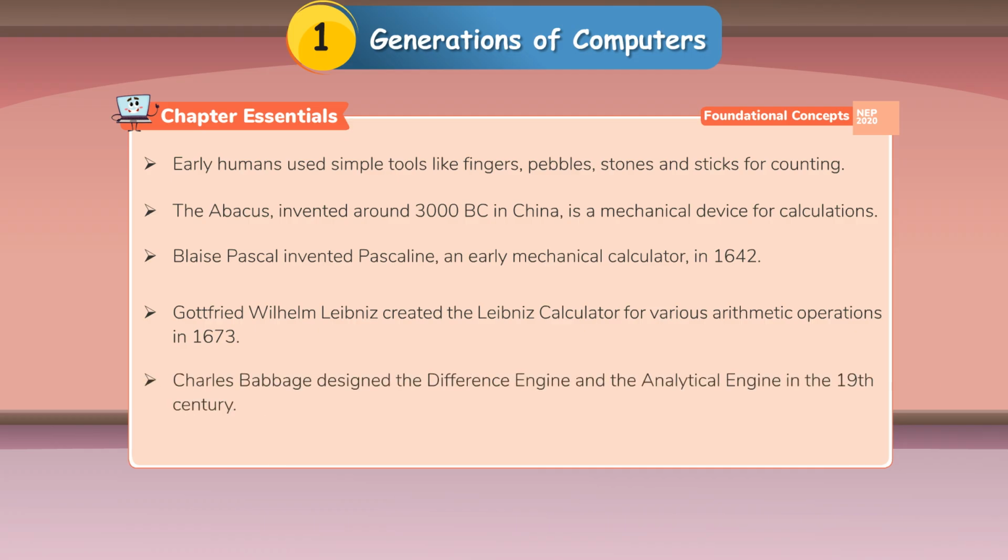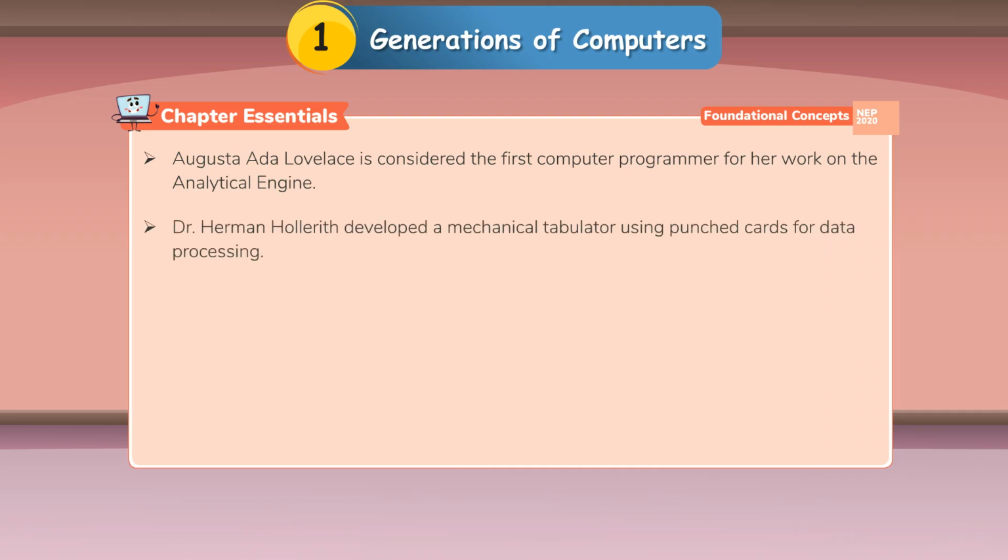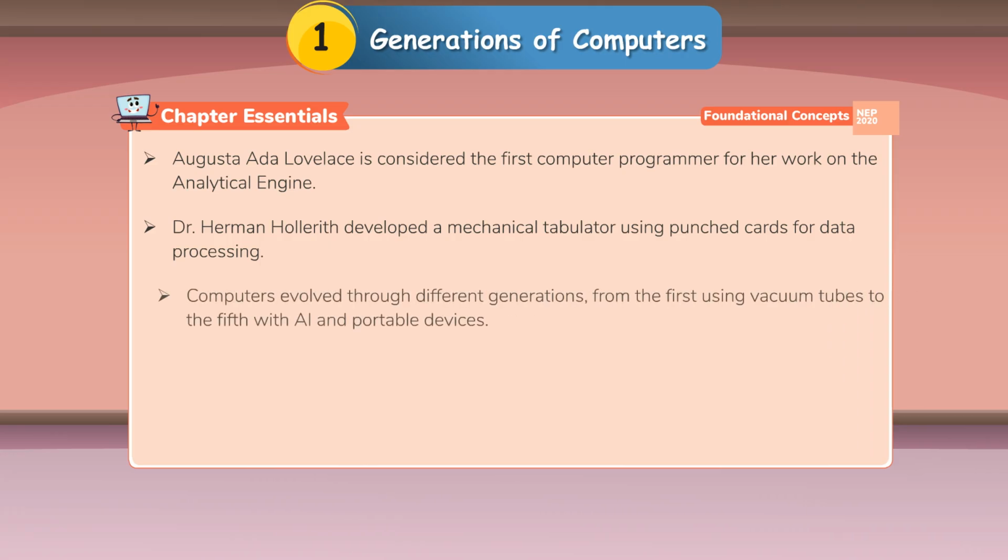Charles Babbage designed the difference engine and the analytical engine in the 19th century. Augusta Ada Lovelace is considered the first computer programmer for her work on the analytical engine. Dr. Herman Hollerith developed a mechanical tabulator using punched cards for data processing. Computers evolved through different generations, from the first using vacuum tubes to the fifth with AI and portable devices.